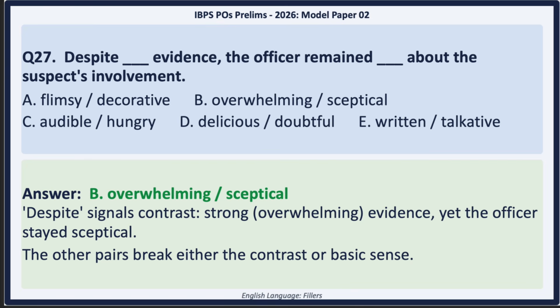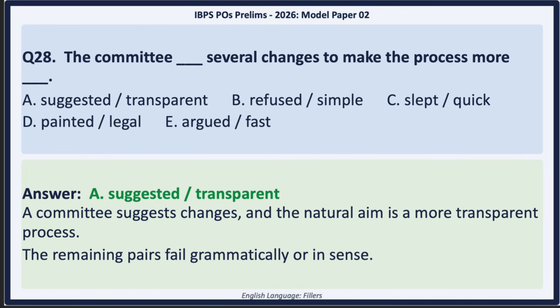Awesome. Question 28 looks for a logical action-result pair. The committee blanks several changes to make the process more blank. What is the fundamental action of a committee? They recommend or suggest things. And what is the goal of changing a process? Usually to make it clearer. So the correct choice is A, suggested and transparent. Perfect fit. Now, the last two are word swaps, where we check if bolded words need to trade places.